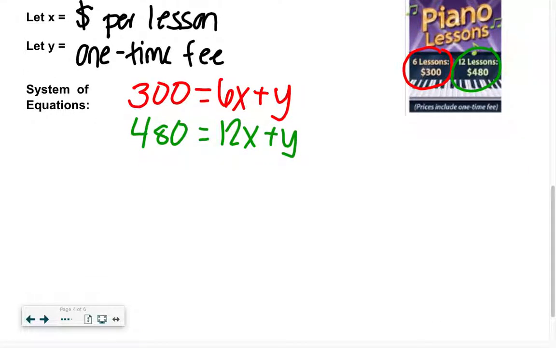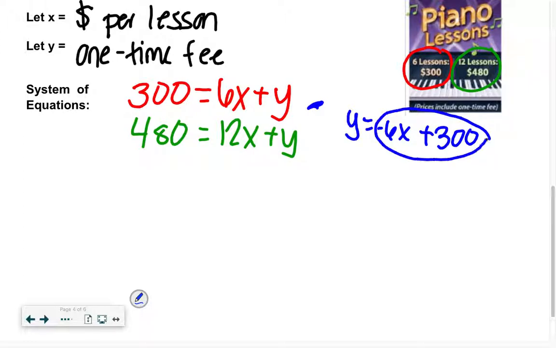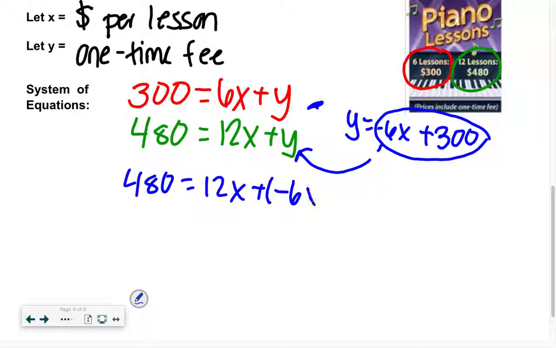So, y is by itself both places. Let's just do it up top. So if I get y equals negative 6x plus 300, and then plug that in for y here. So then we got 480 equals 12x plus negative 6x plus 300.